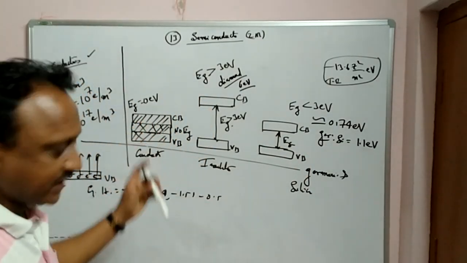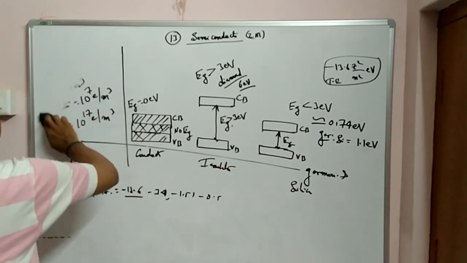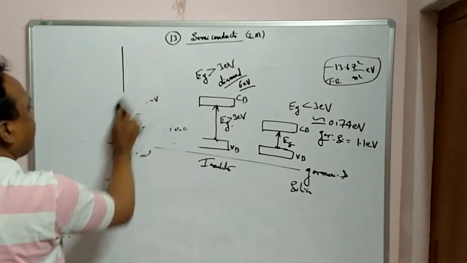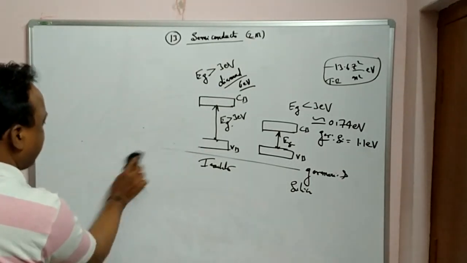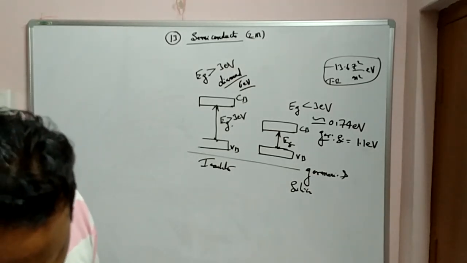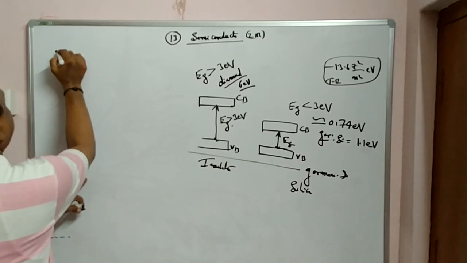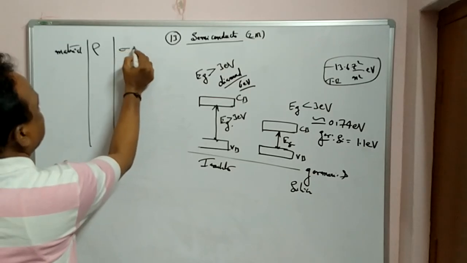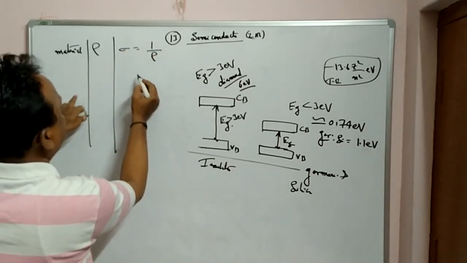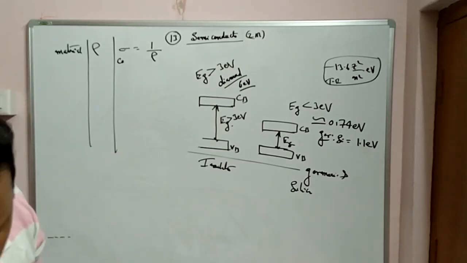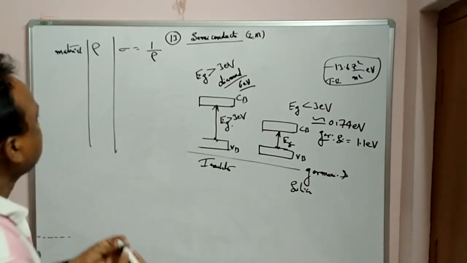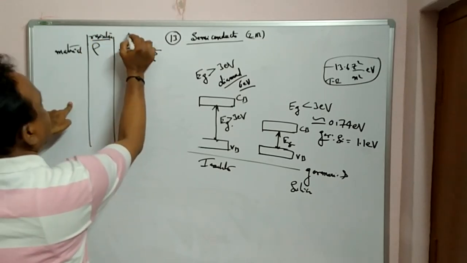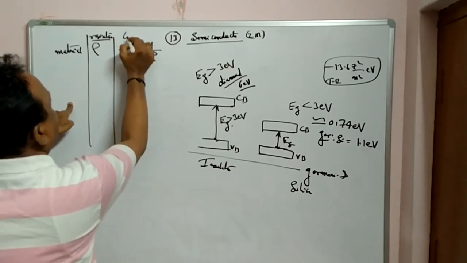Now let us study about the conductivity and specific resistance of these three. Let us study about the specific resistance or resistivity. Here material, here rho, and here sigma. Sigma is equal to 1 by rho, and this is called conductivity. Specific resistance or resistivity is rho, and its inverse is sigma, conductivity.